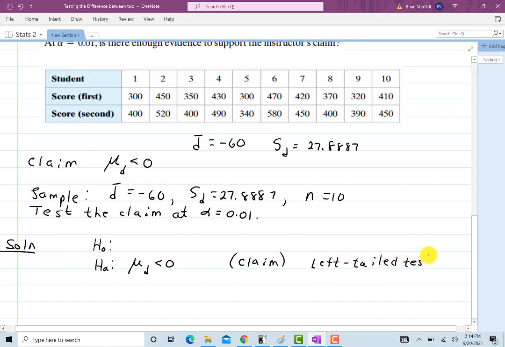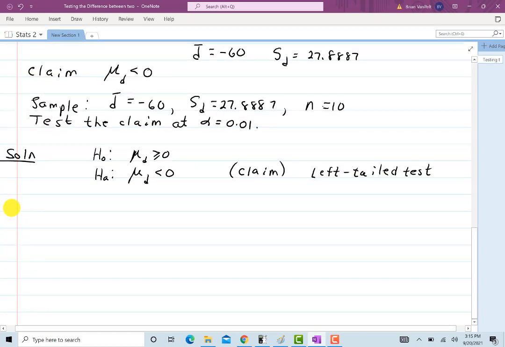Remember, the t distribution is a lot like the normal distribution. It's a bell curve and it's symmetric. So the null hypothesis would be mu d is greater than or equal to 0. So let's see how this works.